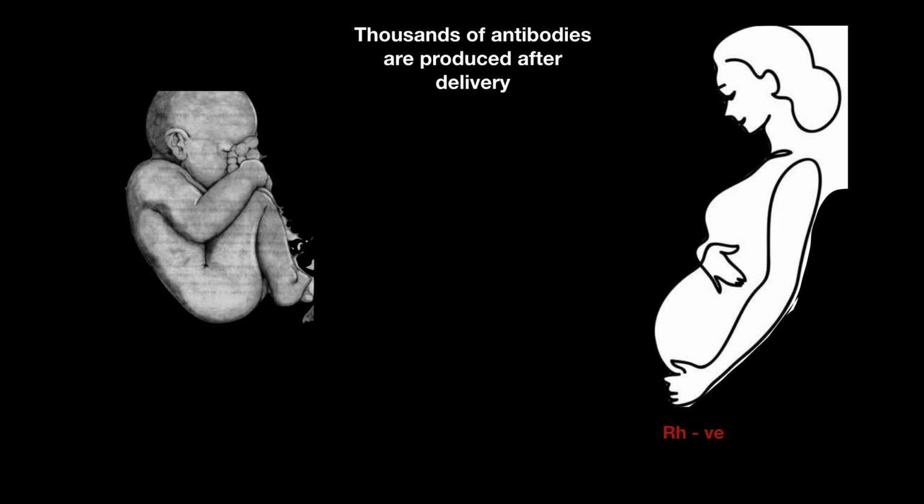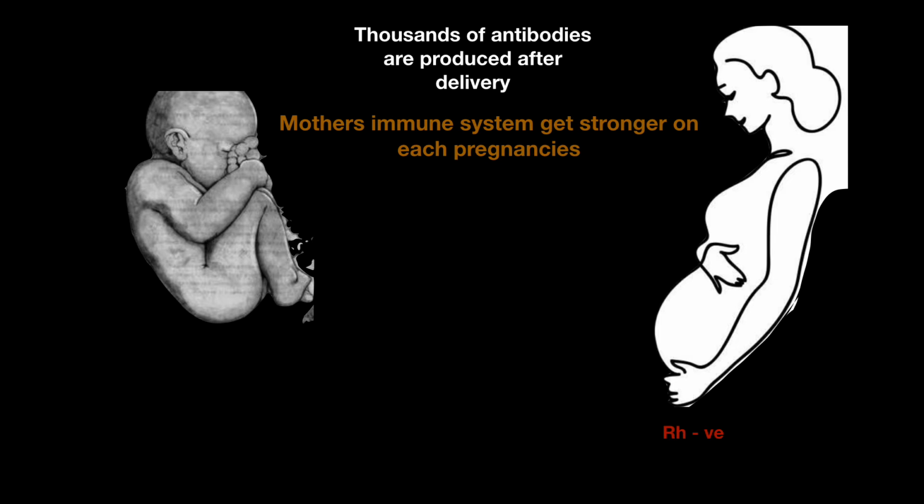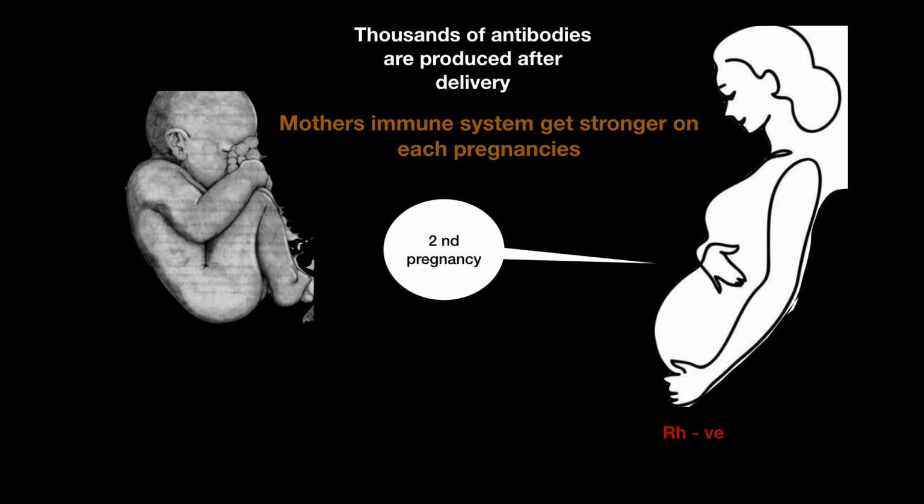Thousands of antibodies are produced after delivery. The mother's immune system gets stronger with each subsequent pregnancy. So, in her second pregnancy, if the fetus is RH positive, IgG immunoglobulin already present in maternal blood crosses the placental barrier and attacks fetal RBCs.